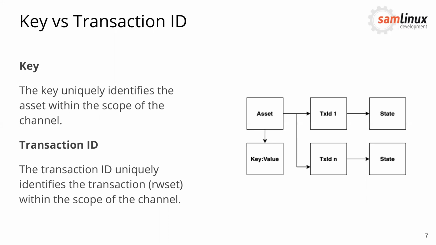To create an asset or to change an asset, we have a transaction. This transaction has an ID and a lot of information in it. When we make this transaction, we have an ID, and this ID stands for exactly this state. When we update this asset, we have another ID, and this transaction stands for exactly the second state, and so on. The transaction IDs are always unique within the scope of the channel. I have written this here.